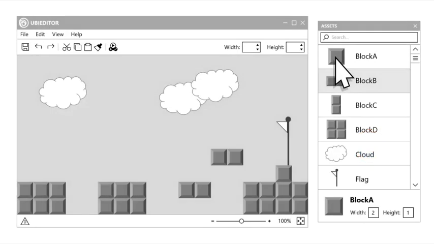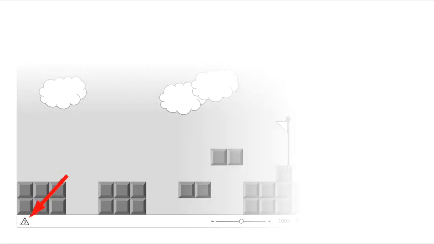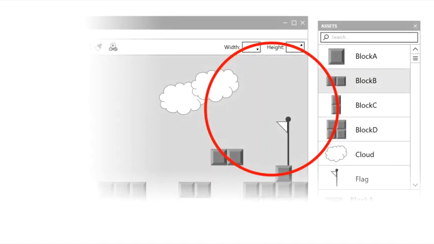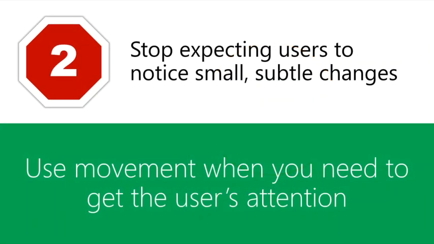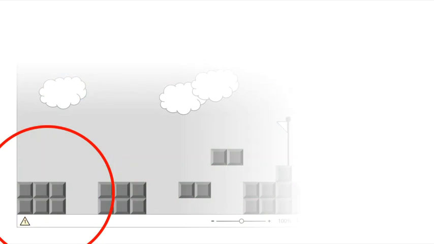Let's go back to the UB editor. Imagine that the user is trying to add a new asset into the level, but the editor won't let them and they can't figure out why. While adding the asset, this icon changed to show an error message telling the user that another user is working on that level and it has been locked. But because their central vision is focused over here, they don't notice the change. So if we follow this tip, stop expecting users to notice small, subtle changes and use movement when you need to get the user's attention, we can add movement to the icon so the user has a better chance of noticing it.